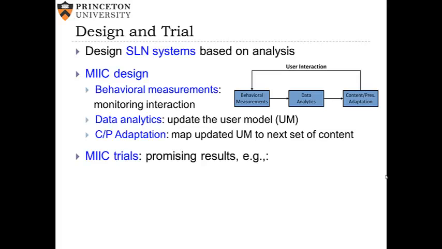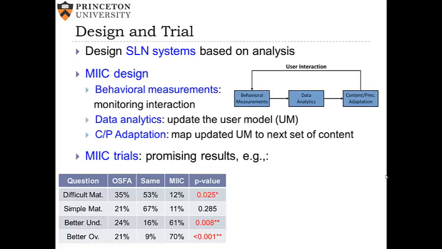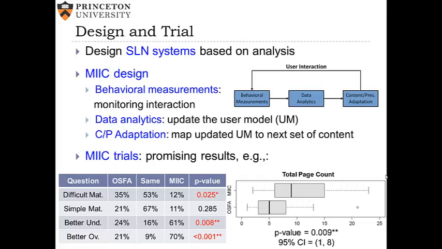Using a prototype of MIIC, we carried out 2 trials in 2013. In the first trial, through a post-experiment survey, we found that a number of questions comparing MIIC to OSFA had high statistical significance in favor of MIIC. In the second trial, we found that the total number of pages read by students who received the MIIC app was higher by an estimated 22% relative to the maximum page count of any student. These are just some of the various endpoints that need to be trialed for individualization.